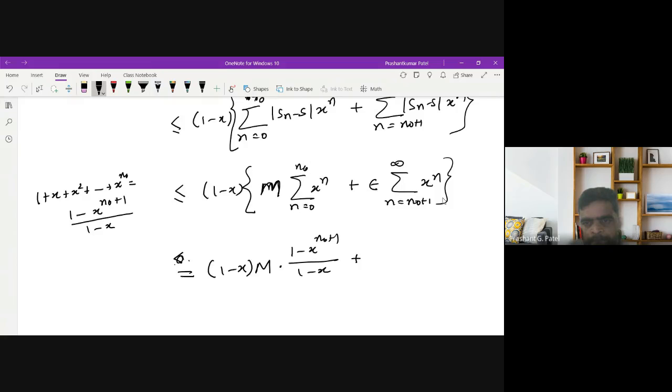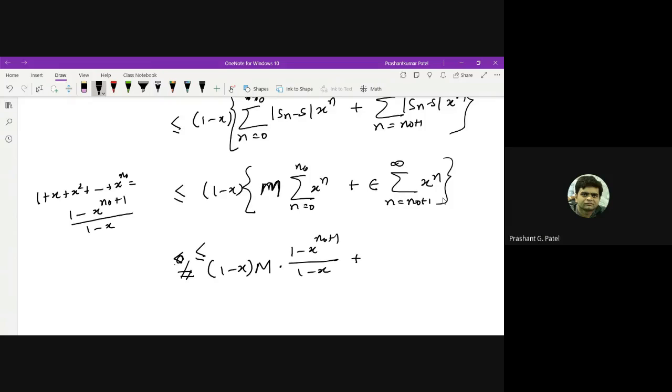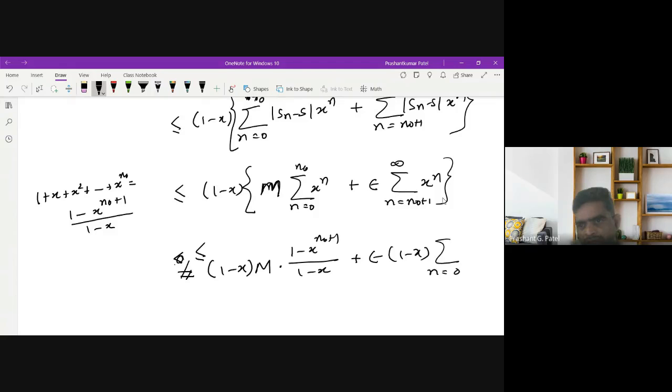So instead of equal to, I may write this is less than or equal to epsilon into 1 minus x. Now I'm multiplying this 1 minus x to both of them. Summation n running from 0 to infinity x power n. And hence what we got, this 1 minus x cancels out. So this is equal to M into (1 minus x) power n0 plus 1 plus epsilon into 1 minus x into 1 upon 1 minus x, because the summation of x power n is 1 upon 1 minus x, and this 1 minus x will get cancelled.